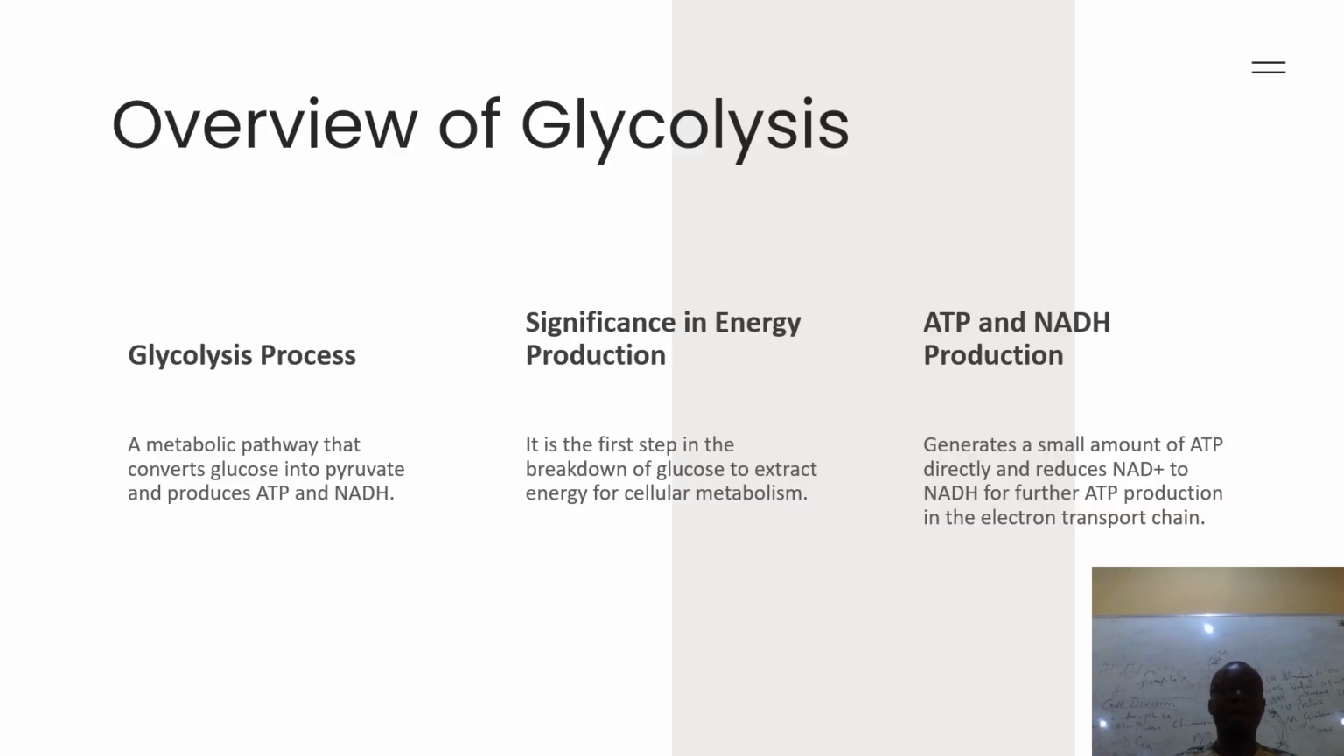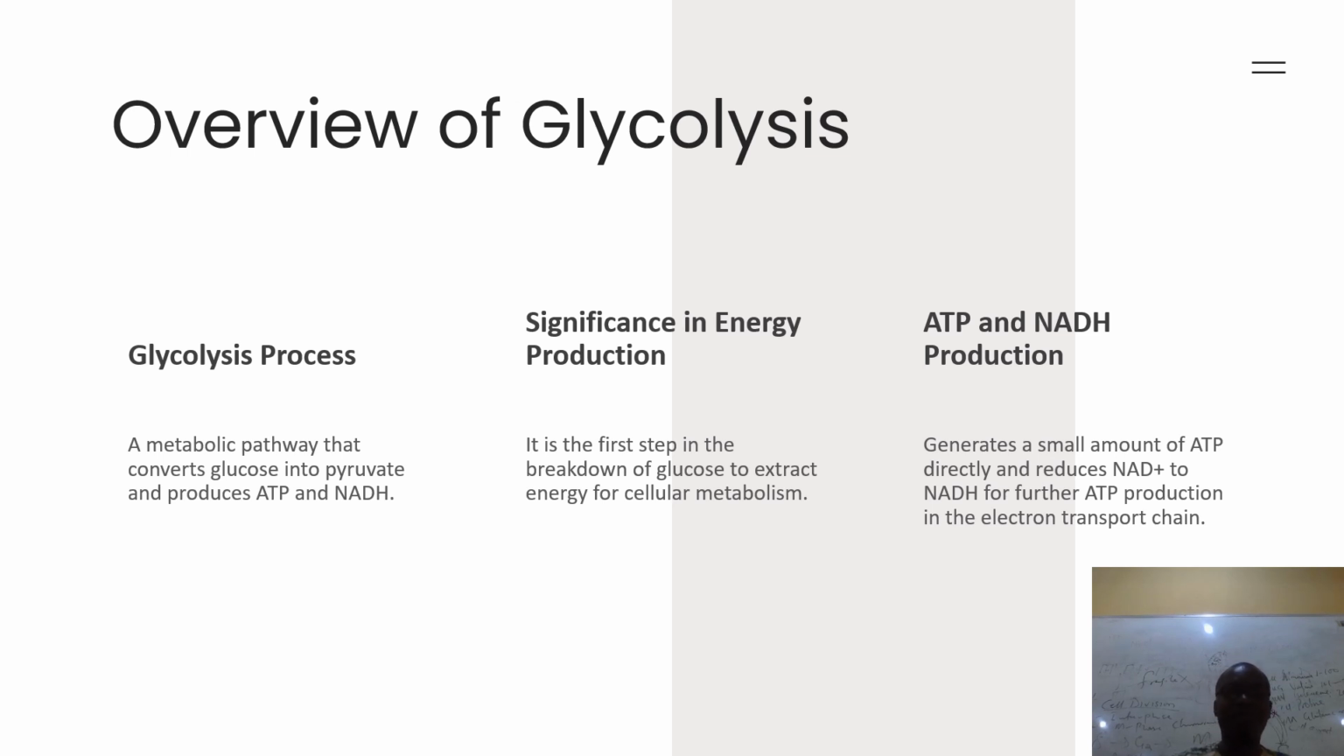Good afternoon, everyone. Today we're looking at energy yield in glycolysis. What is glycolysis? Glycolysis is the breakdown of glucose to pyruvate. And at the end of glycolysis, ATP is produced and NADH, which is an electron carrier, is also produced.